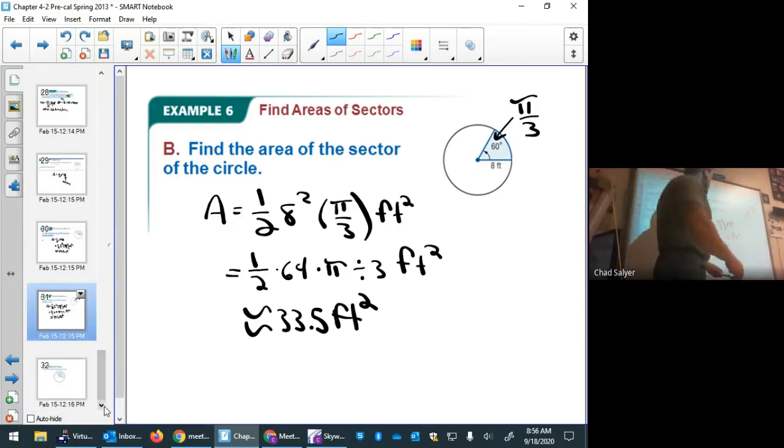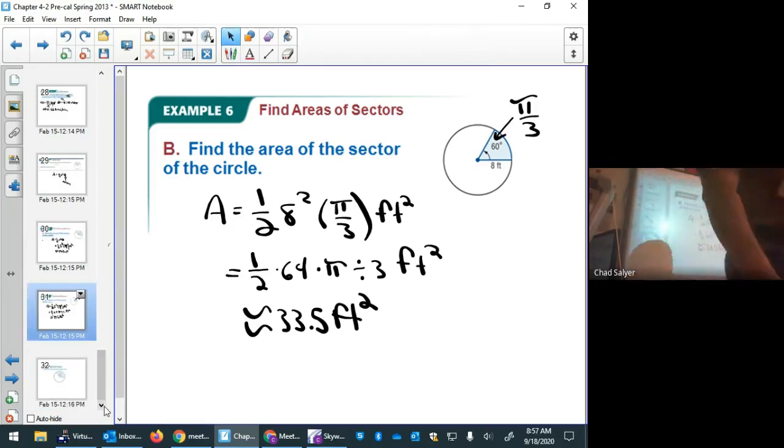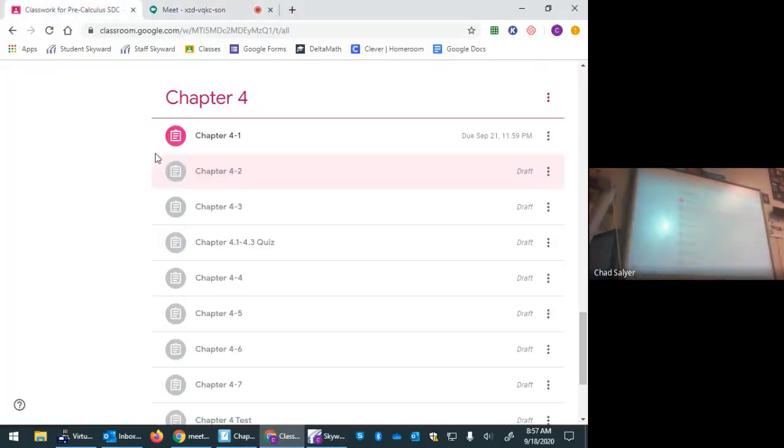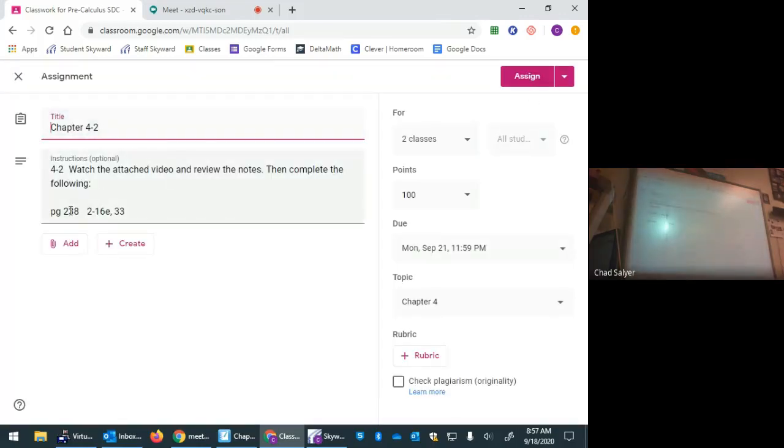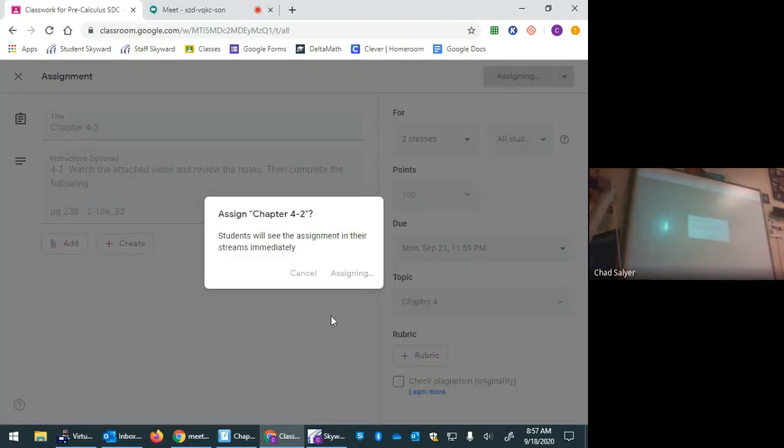And that's chapter 4, part 2. Let me give you the briefest of brief assignments here. Your task is to complete page 238, 2 through 16 even, and then also 33. Oh yeah, 238.